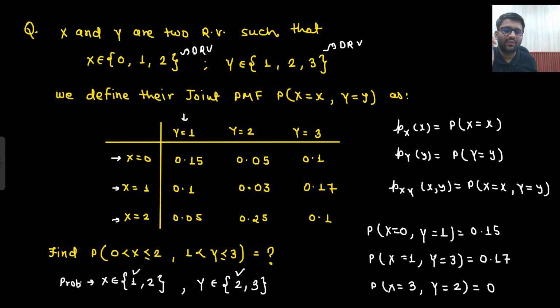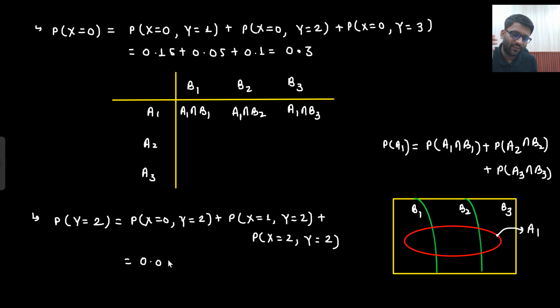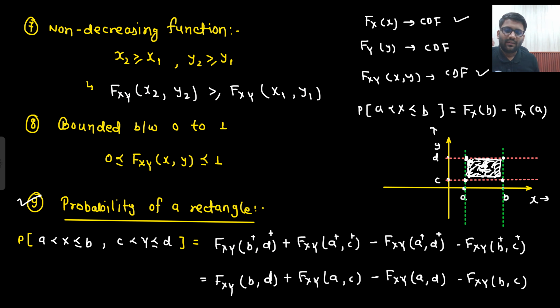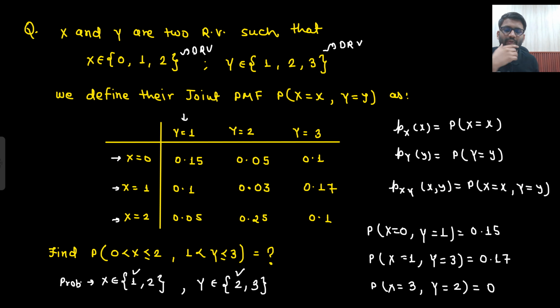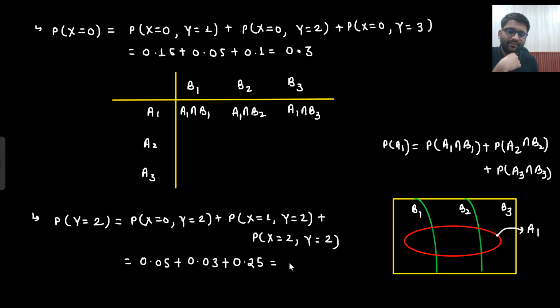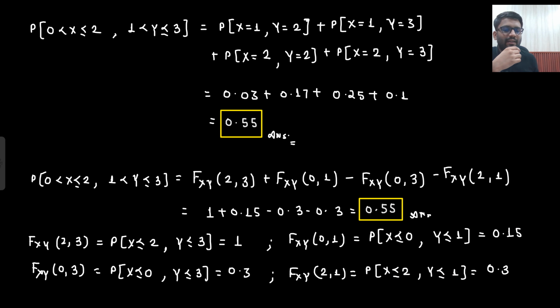Right? So if I ask you the probability of y taking value equals to 2, so 0.05 plus 0.03 plus 0.25. I have put the same thing now. 0.05, 0.03, so 0.08, 0.33, right? So this is the answer. All good, right? Yeah. So we will see these kinds of examples again and again. Don't worry about that.